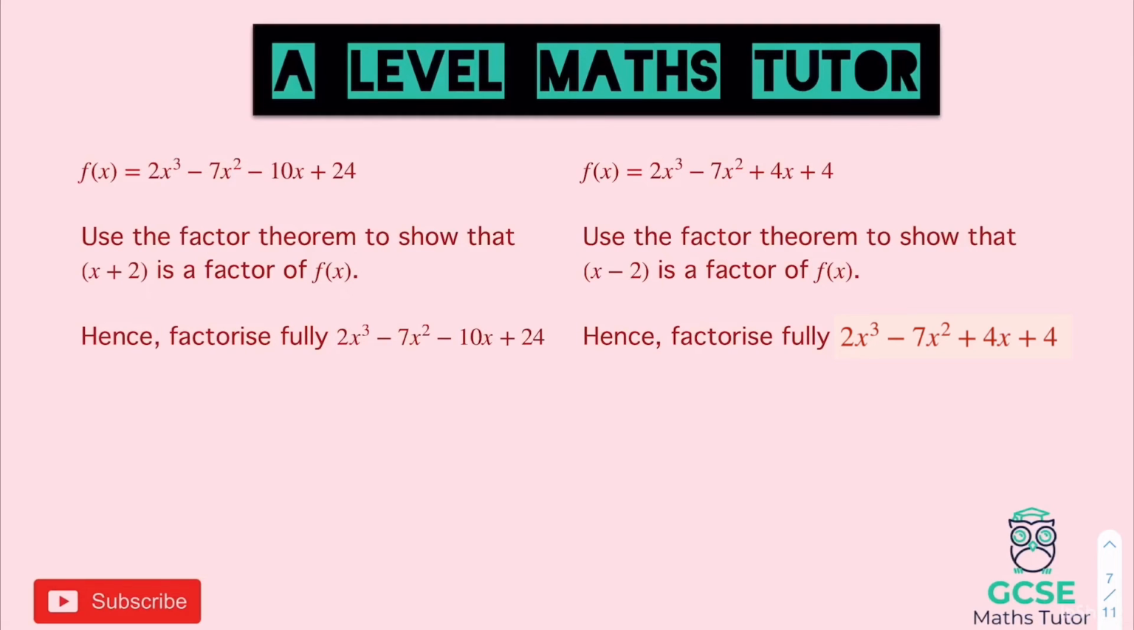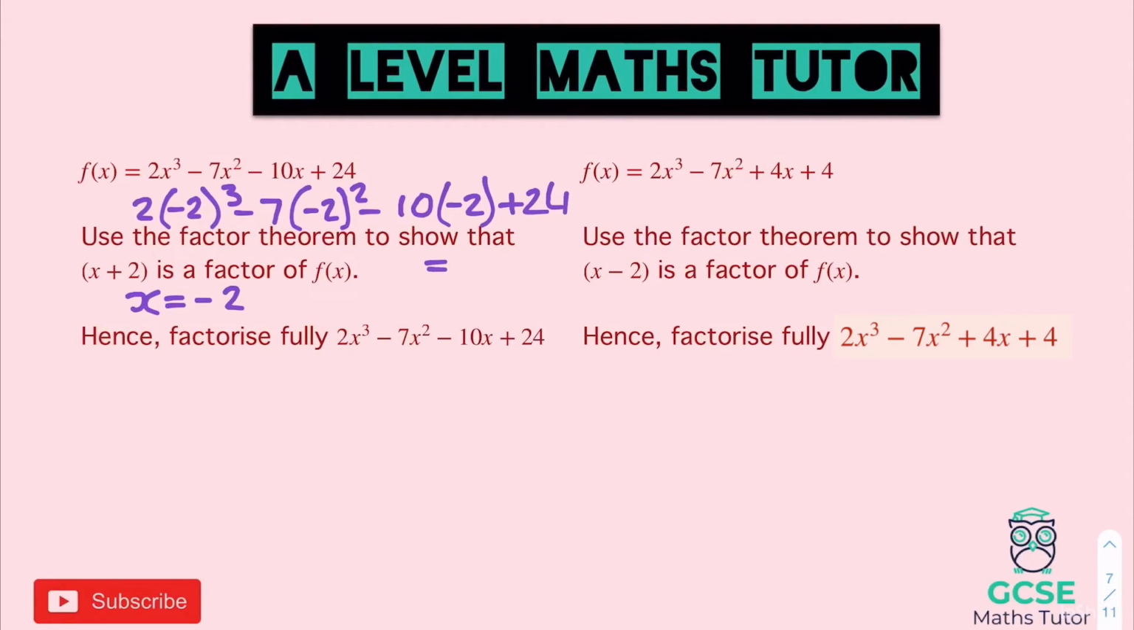Okay, so the first one. So showing that this is a factor again, we've got x equals minus 2 that we need to sub in, and if we sub that in we get 2 lots of minus 2 cubed, take away 7 lots of minus 2 squared, minus 10 lots of minus 2, and then plus 24. And when you stick that all in the calculator, it all equals 0. There we go. So that's that bit proved nice and quick.